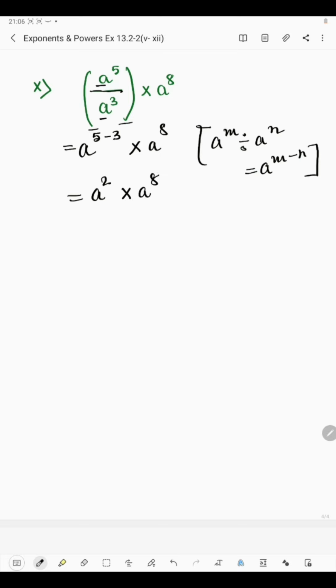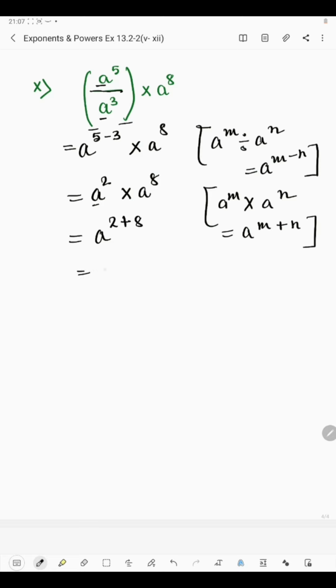Now here we have the same base and in between the multiply sign is there, so powers are added, so here it will be a to the power m plus n. So here also we'll do the same thing, we'll write the base and we'll just add the powers, so 2 plus 8, so the answer will be a to the power 10. Okay, now coming to the next part.